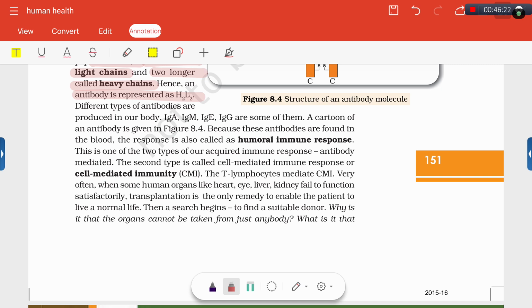Placenta, how does that work? The only antibody out of the 5 that can pass through the placenta is IgG. Mother's milk, and also saliva and tears, contain antibodies, and that antibody is IgA.